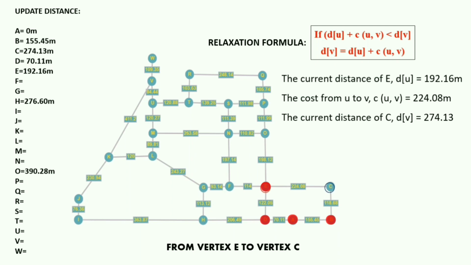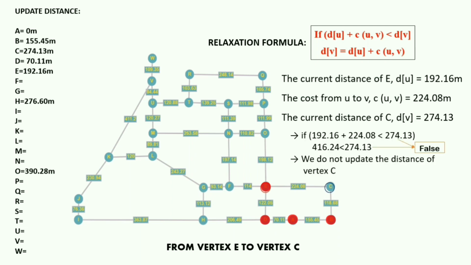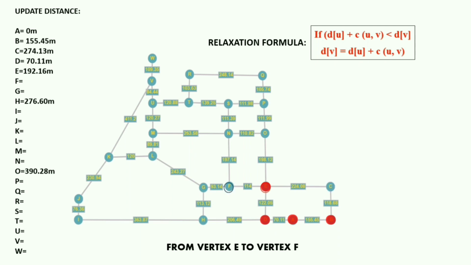The current distance of E is 192.16 meter, while the cost from U to V is 224.08 meter, and the current distance of C is 274.13 meter. So we use the relaxation formula. The condition is if 192.16 plus 224.08 meter is smaller than 274.13 meter, so this time the condition is false. So we will not update the distance of vertex C. So we will move from vertex E to vertex F.